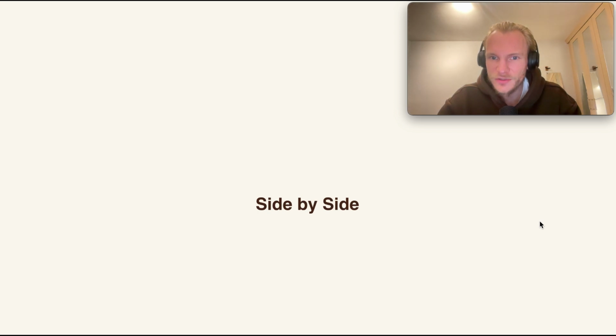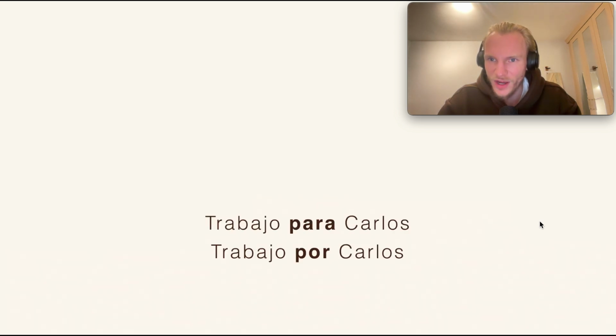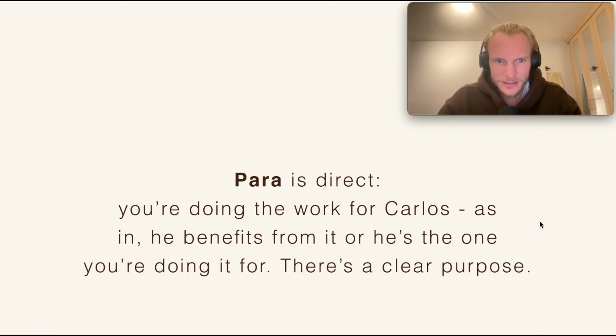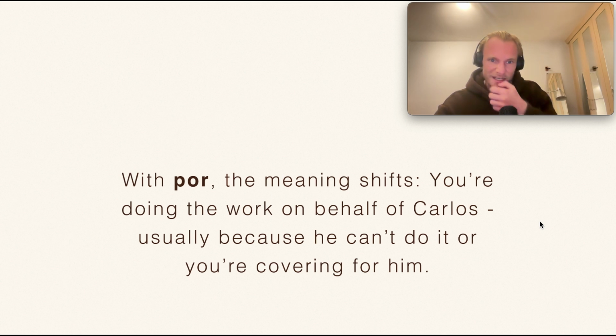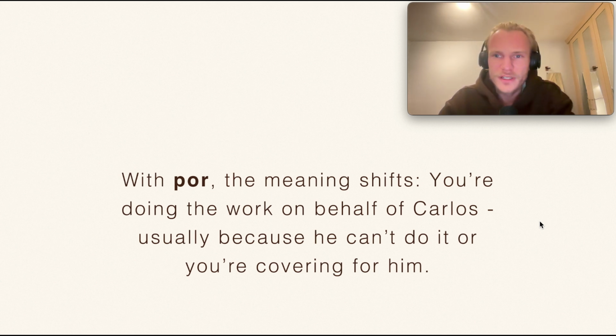And then let's look at them side by side just to really clarify the distinction between them. So we have two sentences here which look very similar. Trabajo para Carlos. Trabajo por Carlos. Para is direct. Excuse me. Para is direct. You're doing the work for Carlos, as in he is the one who benefits from it, or he's the one that you're doing it for. There's a clear purpose. Remember, para is for. It's a forward-facing word.